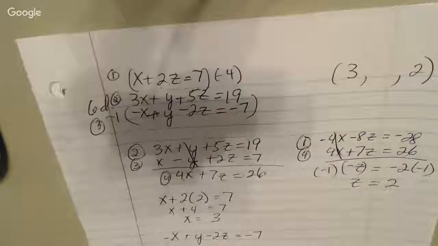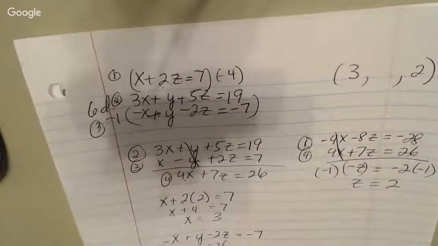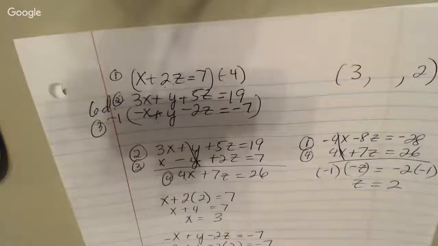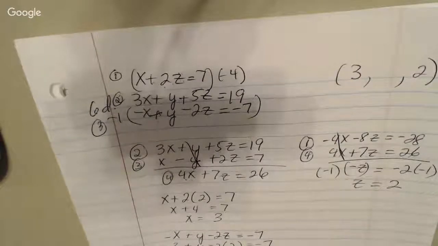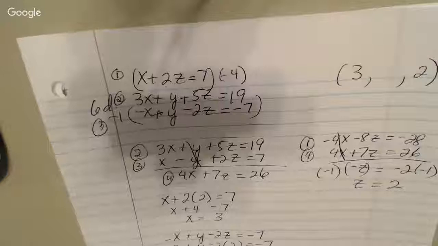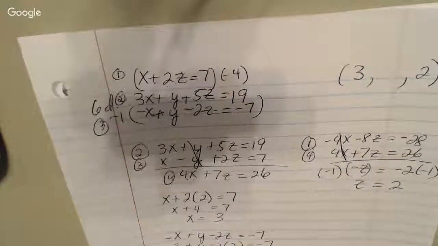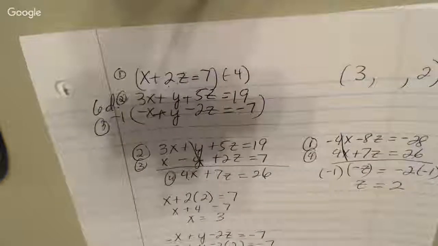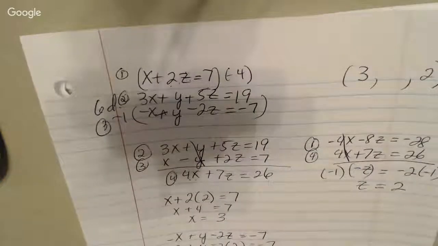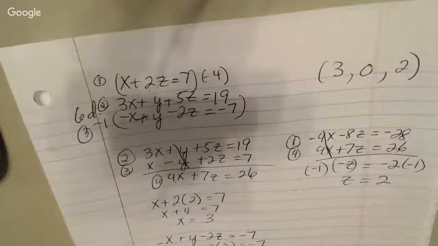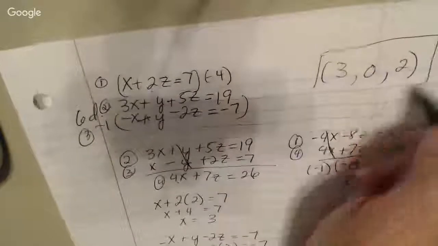And I'll put in an x. It'll be a negative 3. Negative 2 times 2 for z. And I get negative 3 plus y minus 4 equals negative 7. I add these together, get y minus 7 equals negative 7. So add 7, and I get 0. So y is 0. And that's my triplet for that last one.